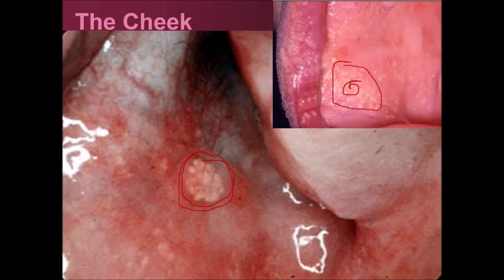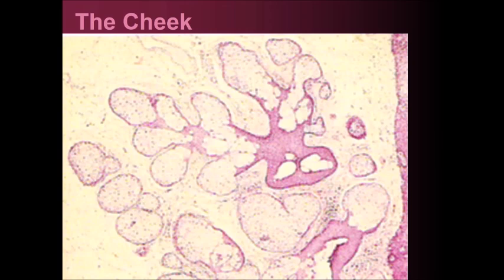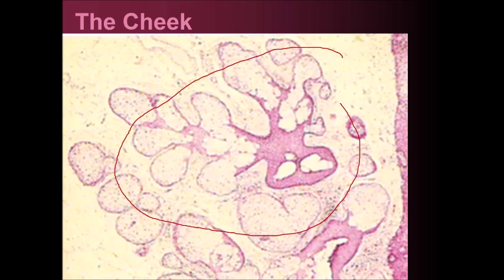If we take a histological section, it will look like this. This is the histology for the Fordyce spots or granules, the form of the sebaceous glands seen inside the oral cavity.